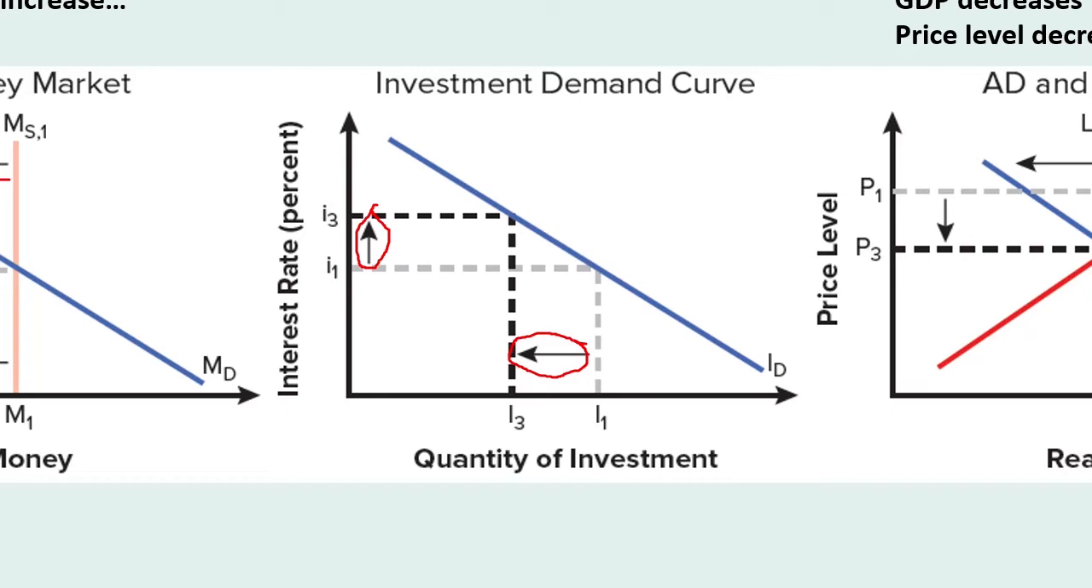Now when that happens, we're going to get our GDP decreasing and the price level decreasing. Think about it, we went from 0.1 to 0.2. So we have lower GDP and lower prices.